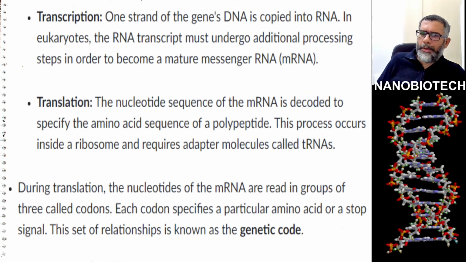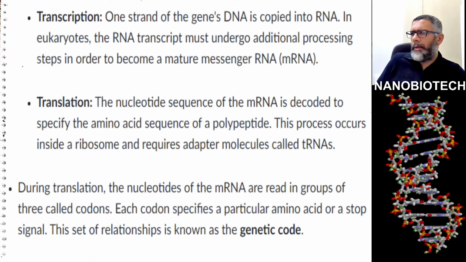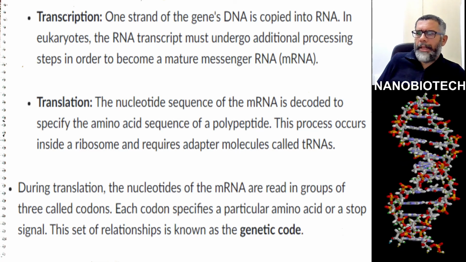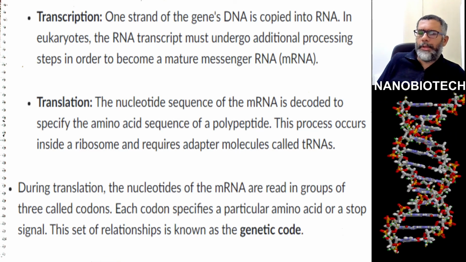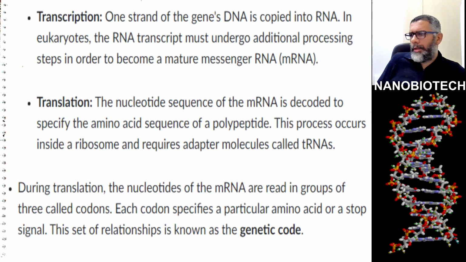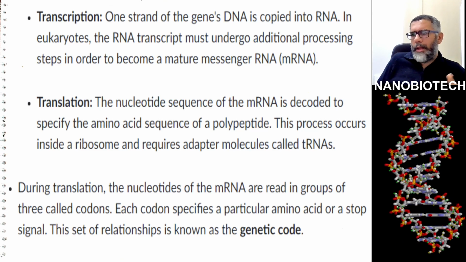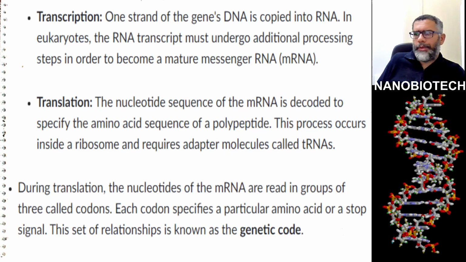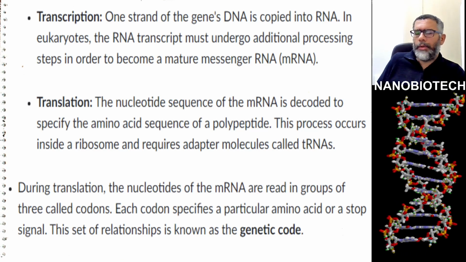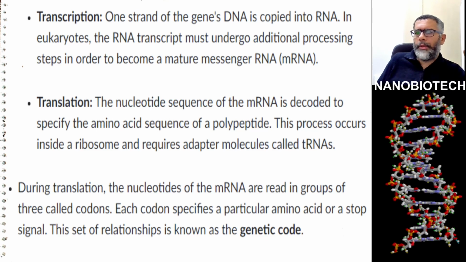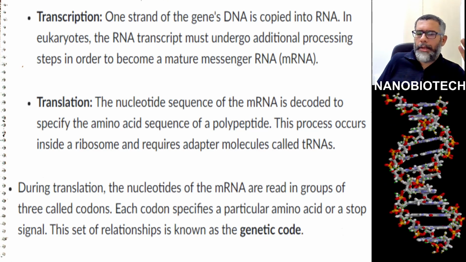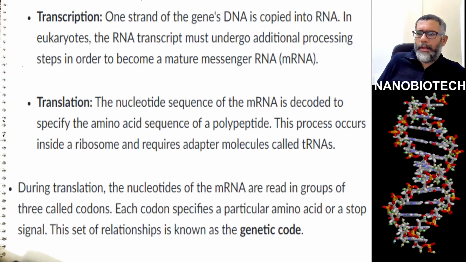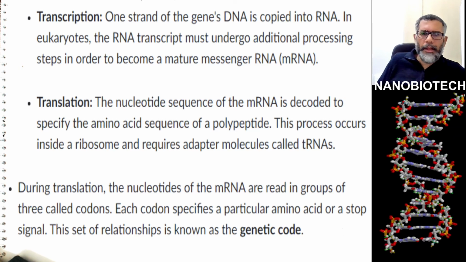The nucleotide sequence of the mRNA is then decoded to specify the amino acid sequence of a polypeptide. This process occurs inside a ribosome, an organelle inside the cell, and it requires adapter molecules called tRNAs. This process is called translation. During translation, the nucleotides of the mRNA are read in groups of three called codons. Each codon specifies a particular amino acid or a stop signal. This set of relationships is known as the genetic code.